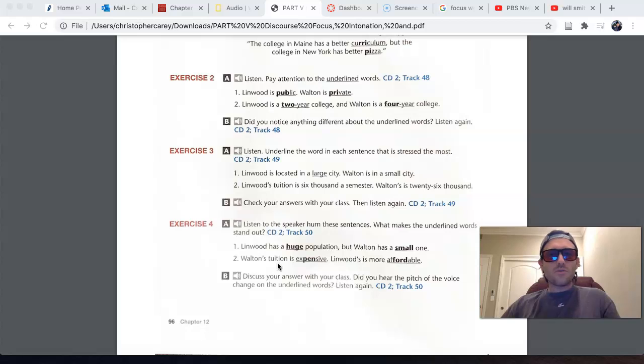So I'm going to play for you CD2 track 48. And I want you to pay attention to the underlined words. Again, those are content words that are underlined there. And do you notice anything different about the underlined words compared to the words that aren't underlined? Let's give it a listen. CD2, track 48.